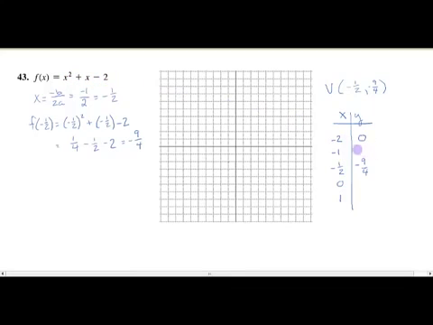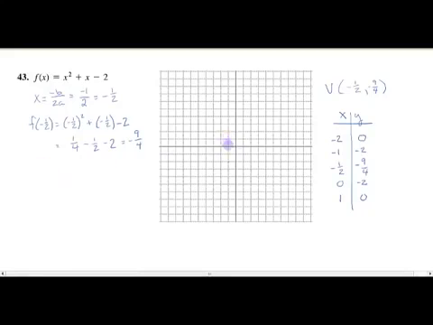Minus 2 is negative 2. Putting in a 0, I get 0 plus 0 is 0, minus 2 is negative 2. See the symmetry there. Let's get a 1. 1 squared is 1 plus 1 is 2, minus 2 is 0. So again, we have symmetry there.